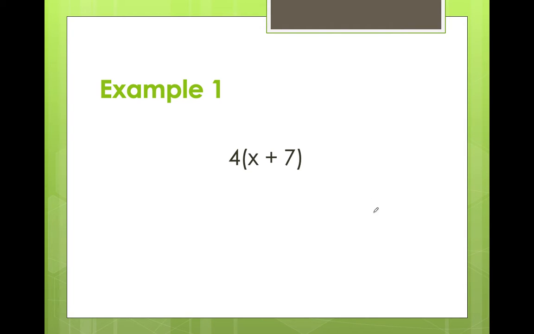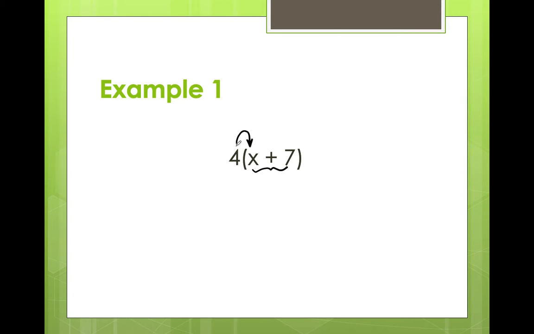Let's take a look at the first example. This is on your note packet, so if you could take that out and write this down. 4 times the quantity of x plus 7. This is an example of where we would have to use the distributive property versus order of operations, because if you use the order of operations, parentheses would need to be done first, and in this case we can't do x plus 7 because we don't know what x is. So what we would do to simplify this is to do the distributive property.